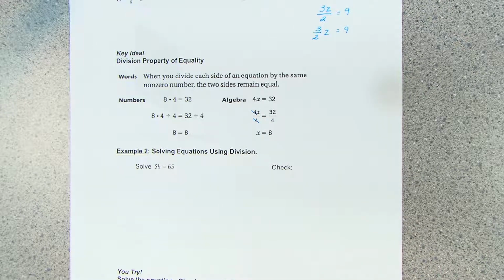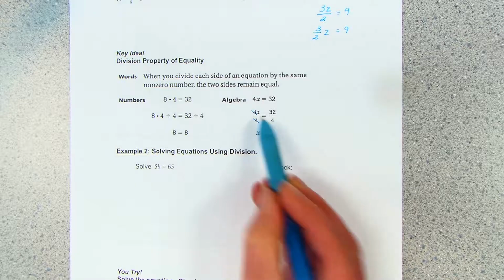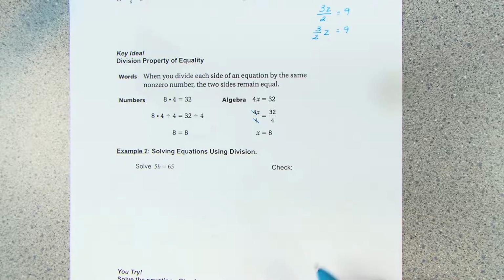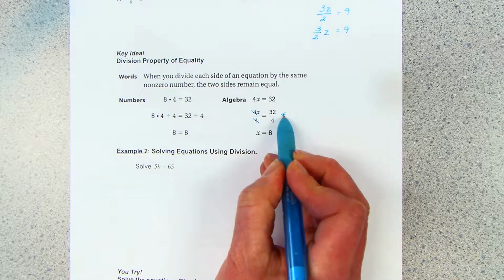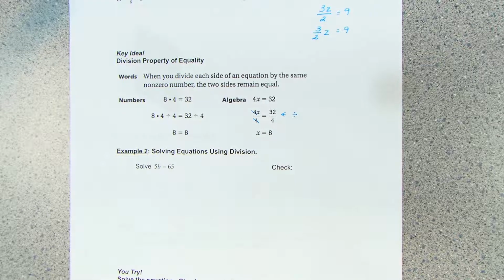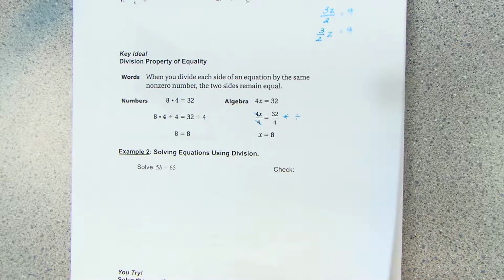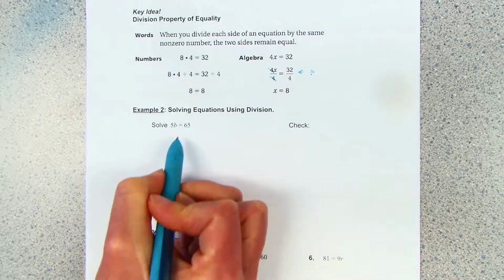If you write it with a division sign instead of the fraction, I'll still count that correct, but this is what you need to be moving toward, all right? In algebra, we write our division as a fraction. All right, so let's look at that.